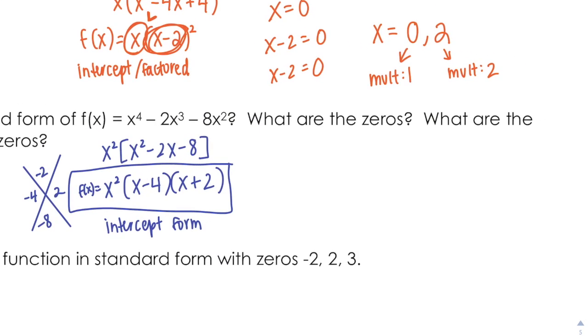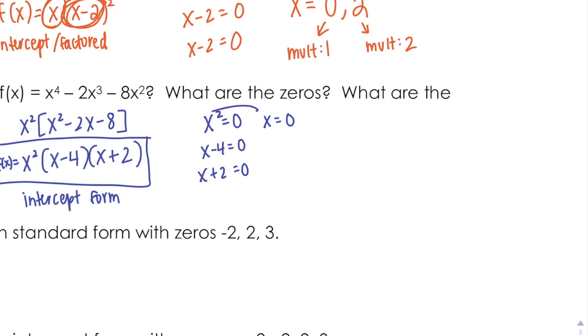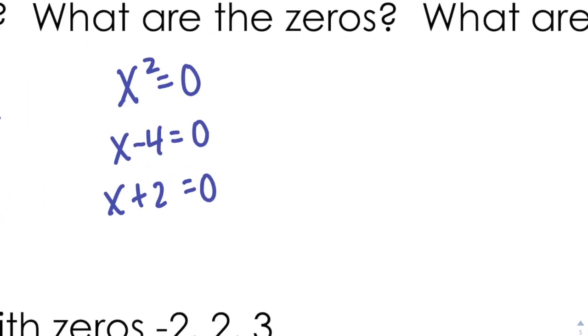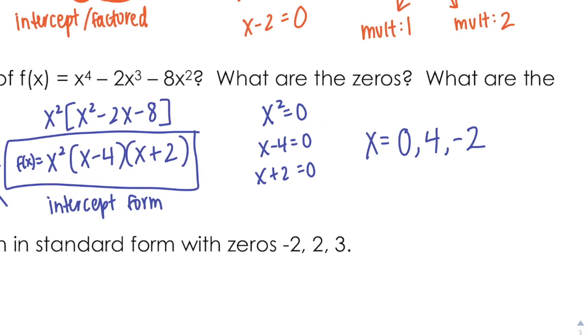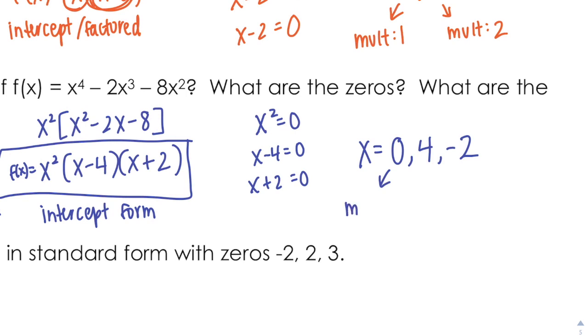Now, what are the solutions? Well, x squared could equal 0, which is just like saying x could equal 0. X minus 4 could equal 0. X plus 2 could equal 0. So when I do all of that, the first one I get 0, and then I get add 4, so positive 4, and then subtract 2, so negative 2. So I get 0, 4, negative 2. Well, what are the multiplicities? Well, that was squared, quadratic, so that has a multiplicity of 2.